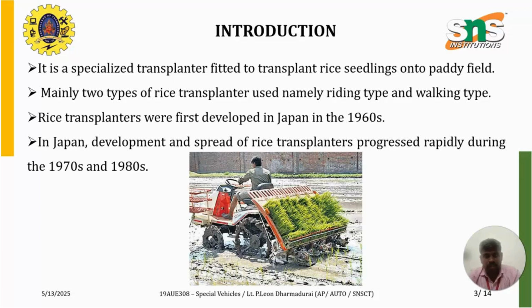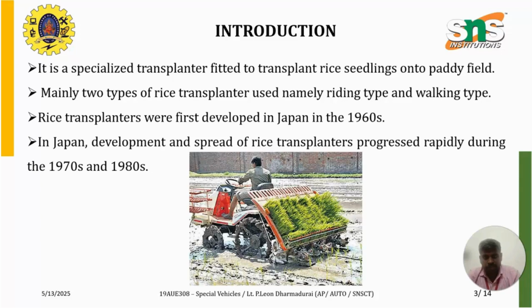So this paddy plantation machine is a big replacement for the traditional paddy plantation technique. Instead of employing manpower, a special vehicle is used in order to overcome the existing method. It is a specialized transplanter which is fitted to plant rice seedlings onto the paddy fields. Here there are mainly two types of rice transplanters. The first is the riding type, which we can see on the screen, and the other one is the walking type, like the use of power tillers.